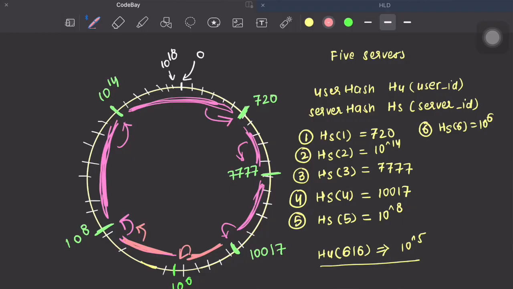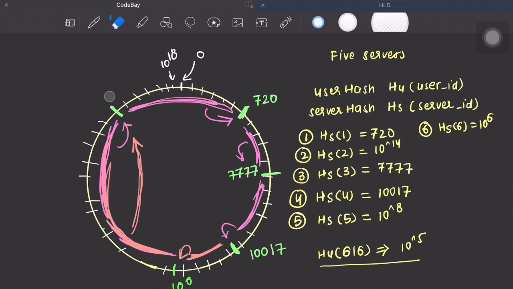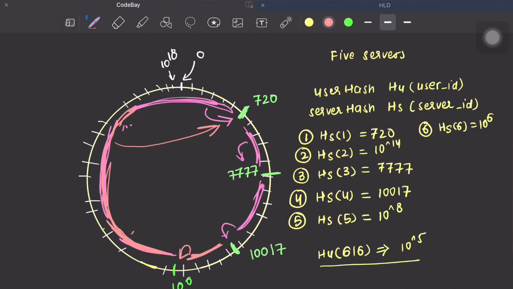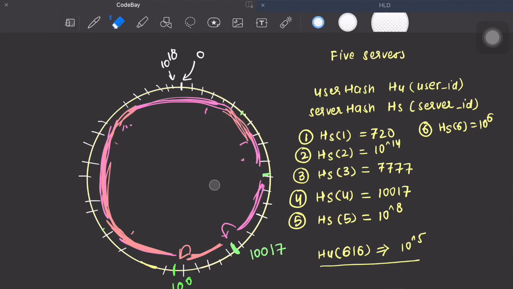But let's take a problematic situation. Let's remove a server from the picture. If we remove 10 to the power 8 from the picture, all these users will then be moved to the 10 to the power 14 server, which might then become overloaded as the total load on it is now twice, and cascading failure will occur, definitely. Something which can occur, it will occur.